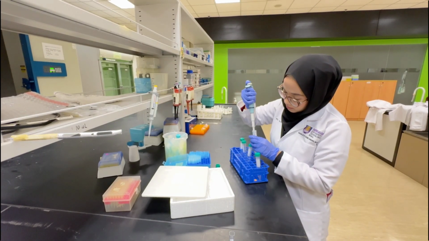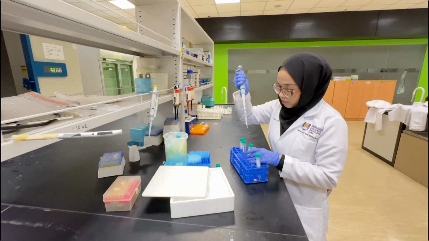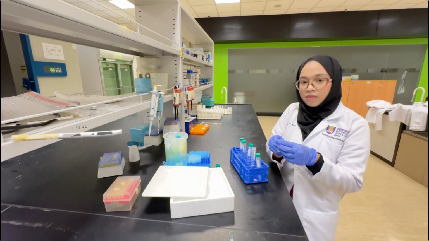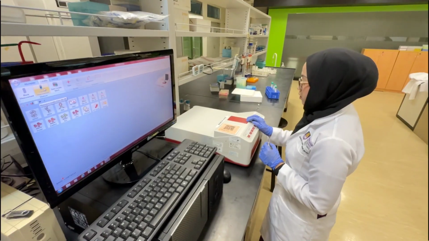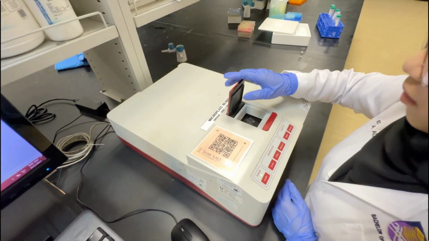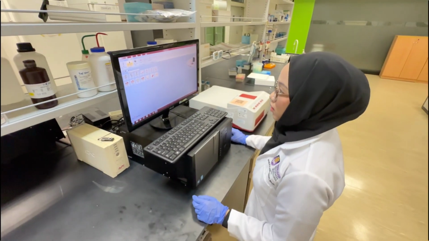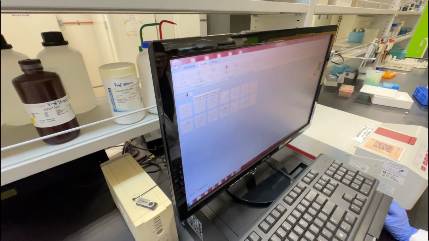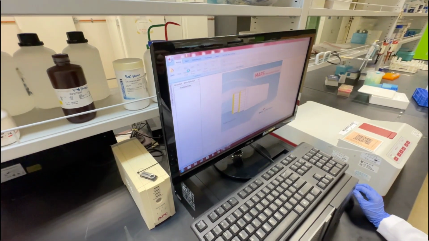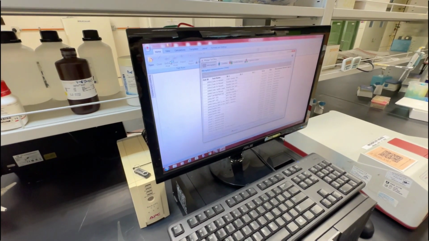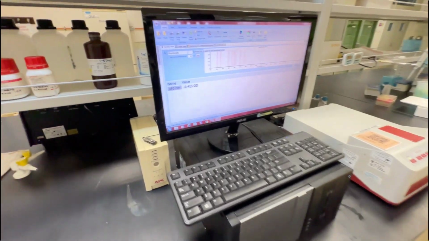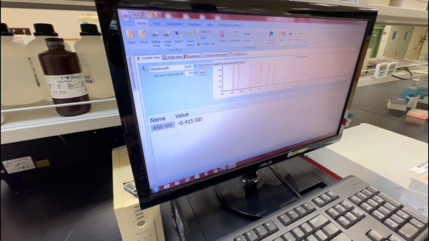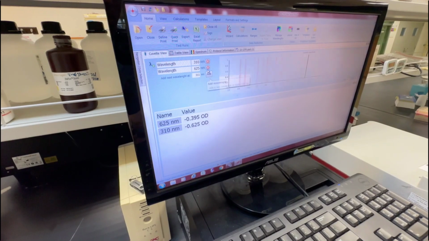Next, transfer the sample to a clean cuvette, ensuring the path length is consistent. Insert the sample containing cuvette into the spectrophotometer. Measure and record the absorbance or transmittance. Set the desired wavelength corresponding to the analyte's maximum absorbance.